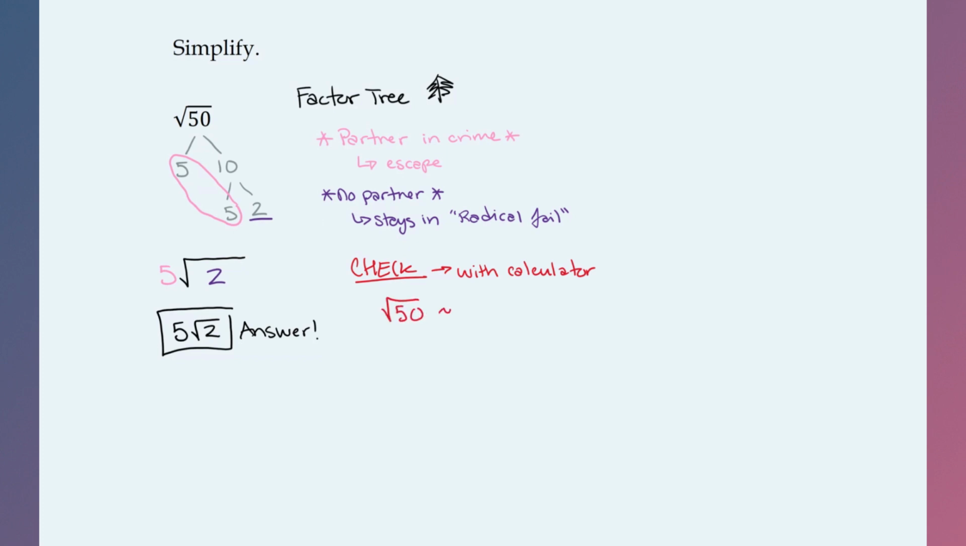So if we plug in square root of 50 in your scientific calculator, you should get about 7.07 and some other decimals. And then if we plug in 5 times the square root of 2, you are going to get that exact same decimal. And that's what you want. If you don't get the same decimal, then we might have simplified wrong. Easy way to check.